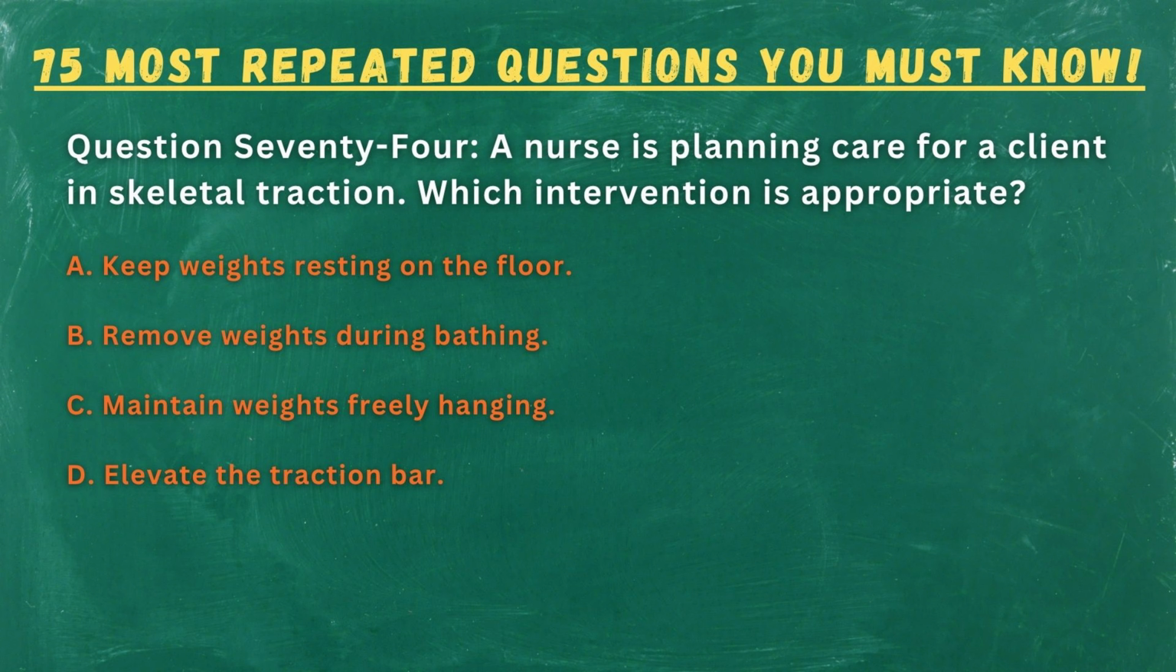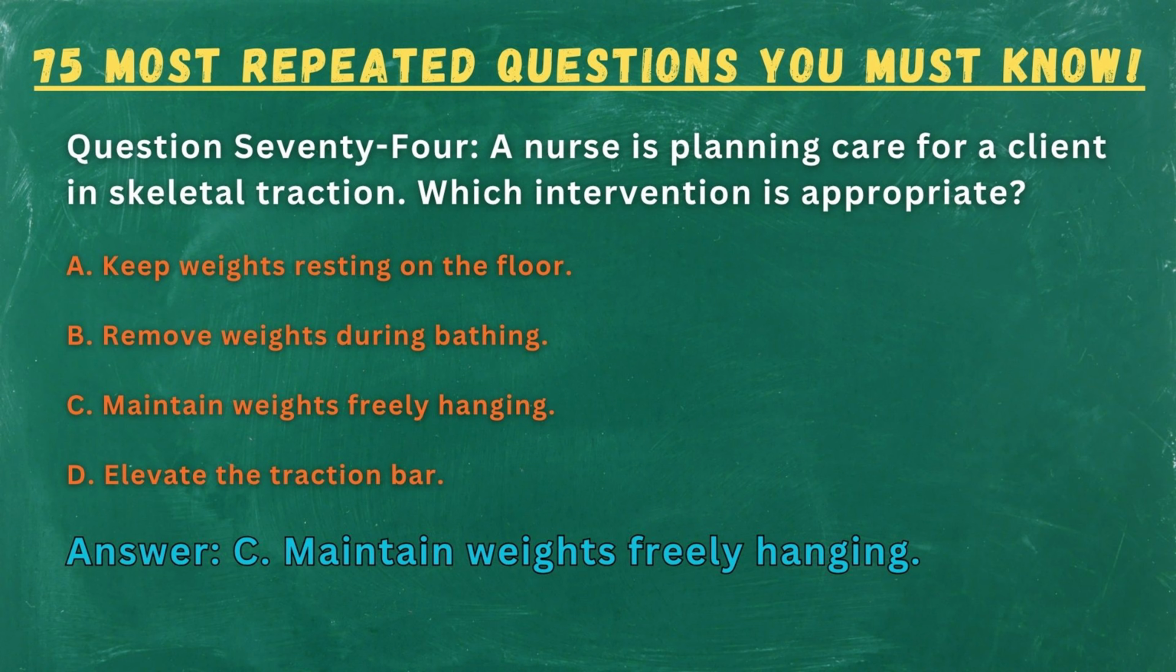Question 74. A nurse is planning care for a client in skeletal traction. Which intervention is appropriate? A. Keep weights resting on the floor. B. Remove weights during bathing. C. Maintain weights freely hanging. D. Elevate the traction bar. Answer: C. Maintain weights freely hanging.